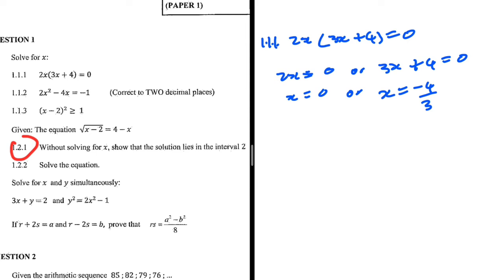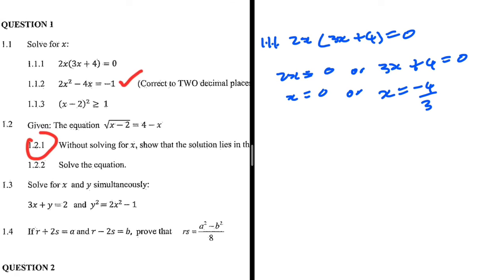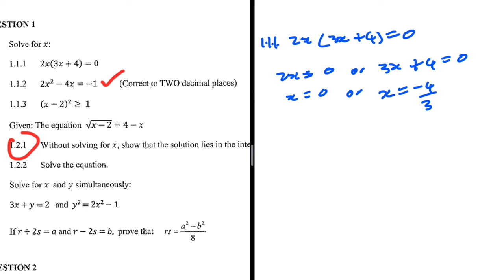We're supposed to solve 2x squared minus 4x is equals to minus 1, correct to two decimal places. We know that we are supposed to use the quadratic formula as soon as we see correct to two decimal places. I'm quite convinced that we all know how to do that by now. So let's jump straight to 1.1.3. In 1.1.3, we have an inequality.